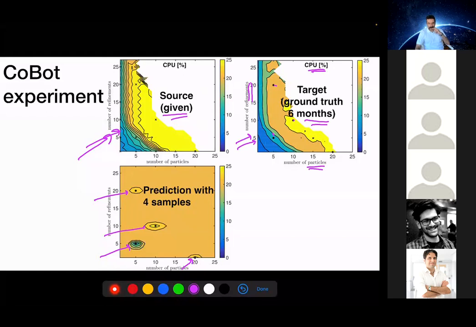And the source is the less noisy environment, and the target is the more noisy environment. So we are talking about 2 different environments in this case. Without transfer learning, obviously it didn't work. The prediction that you see is sort of flat, only accurate around this configuration that we measured.